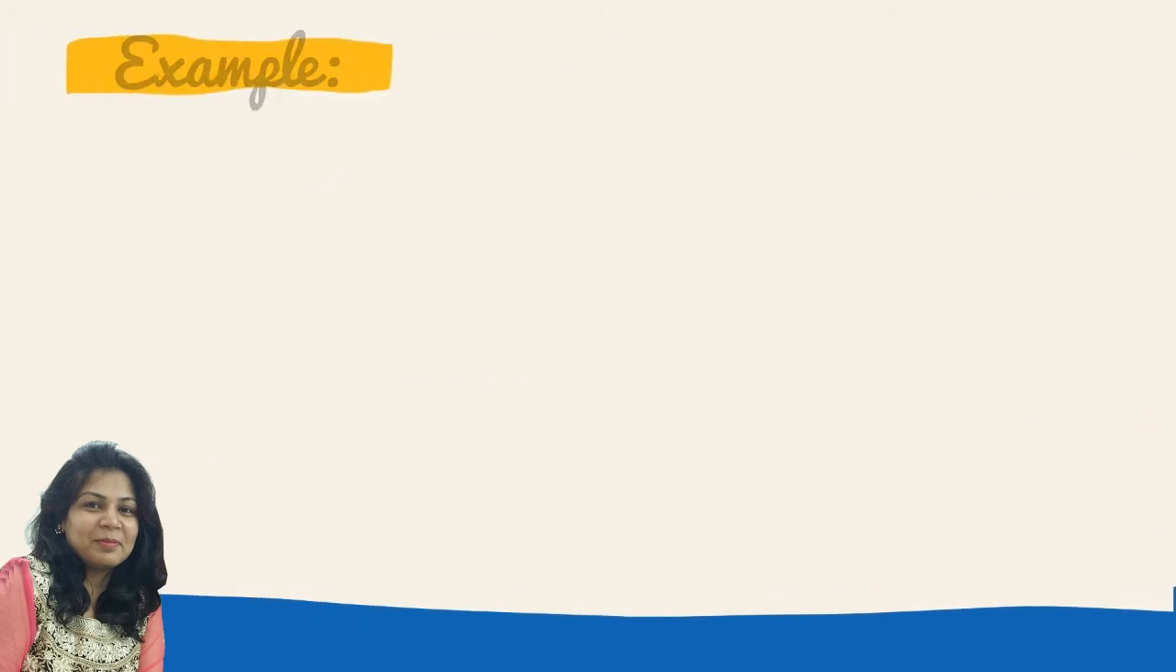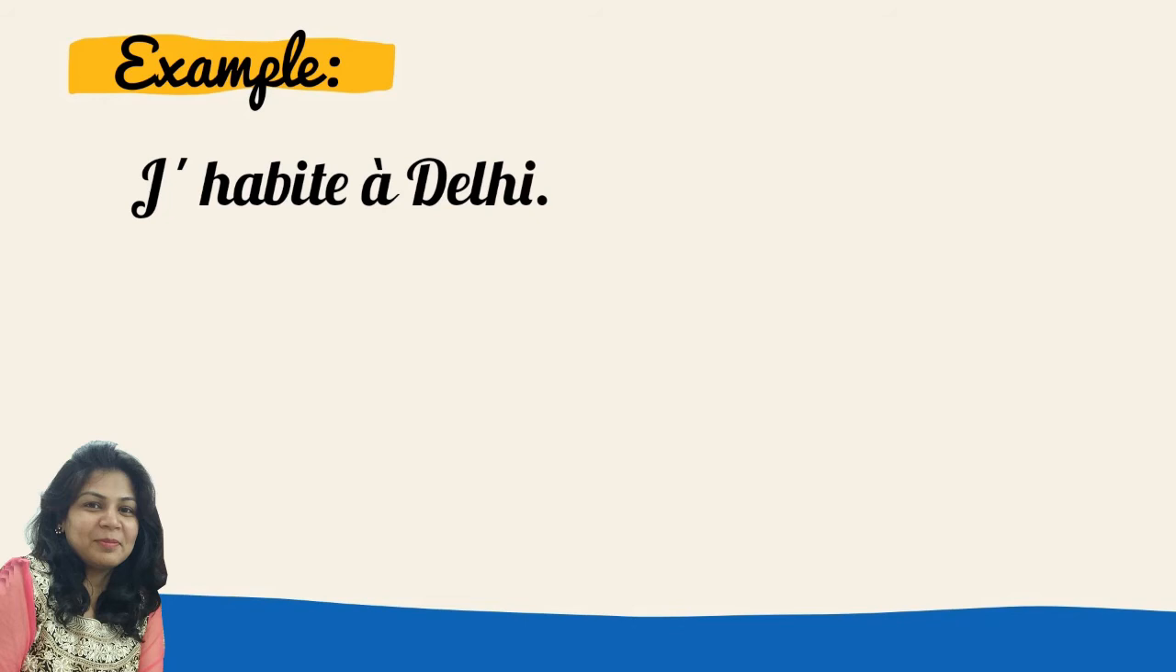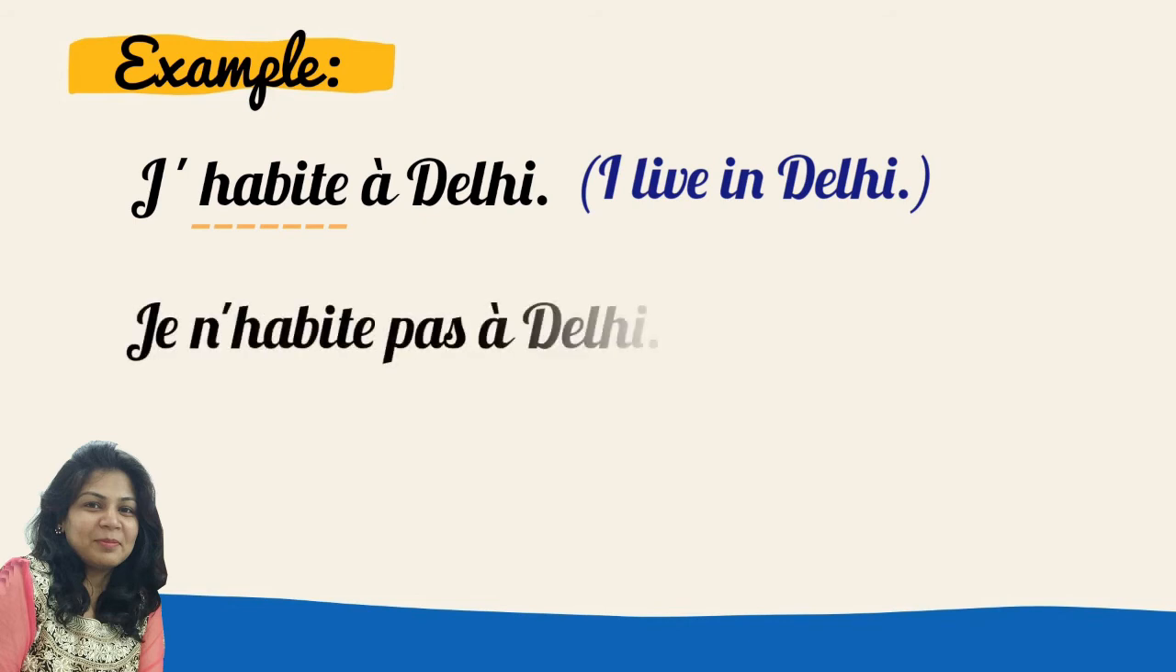Let's take one more example. Okay, we have done in se présenter another sentence, which is j'habite à Delhi. Okay, this means I live in Delhi. Now we have to again identify our verb, which is habite. Okay, now I have to add ne and pas. Ne before the verb and pas after the verb. So now how the sentence will look like? Je n'habite pas à Delhi. Je n'habite pas à Delhi.